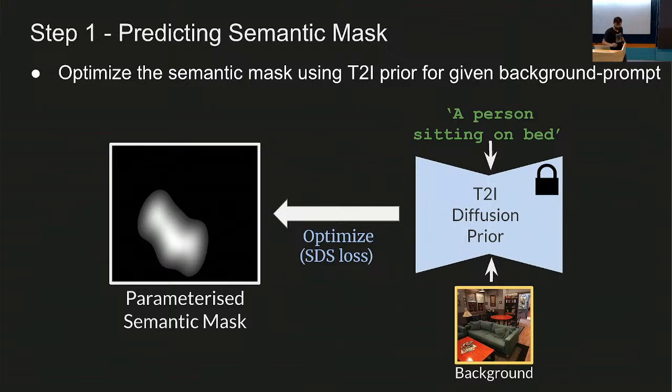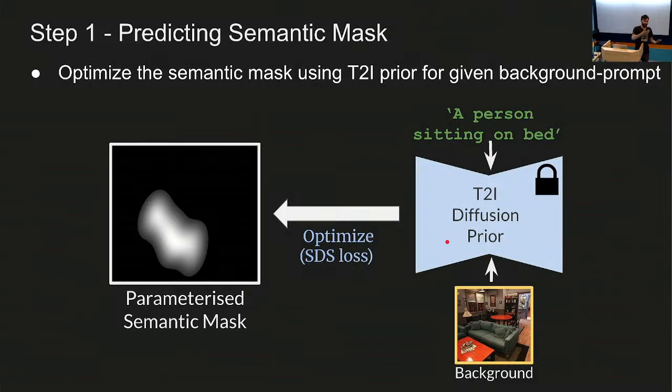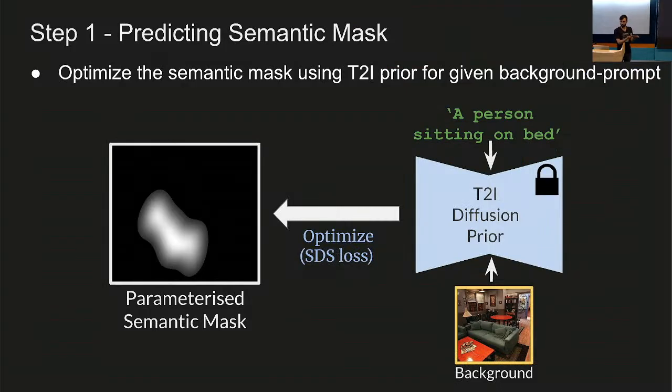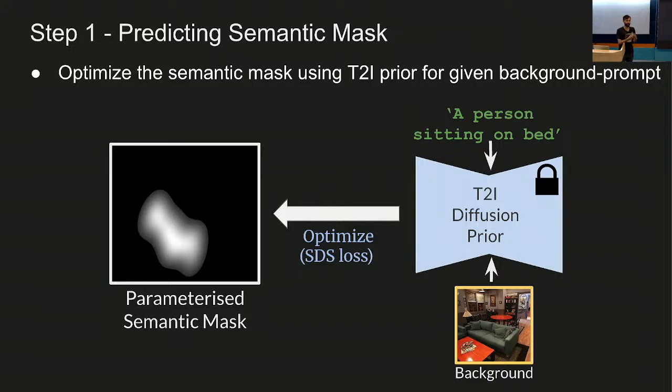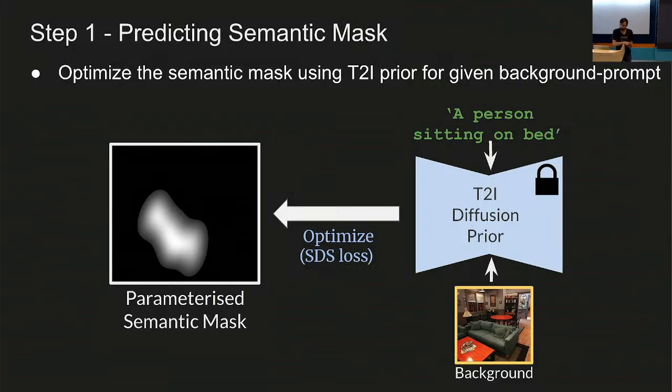So what we did was we used something called SDS loss, which is a little bit involved concept. What it does is it takes the information from a text-to-image model and it can help you compare an image and a text. If image and text are close by, your SDS loss will be low. If image and text are very far away, it will give you high values. That's why you are using a text-to-image model.